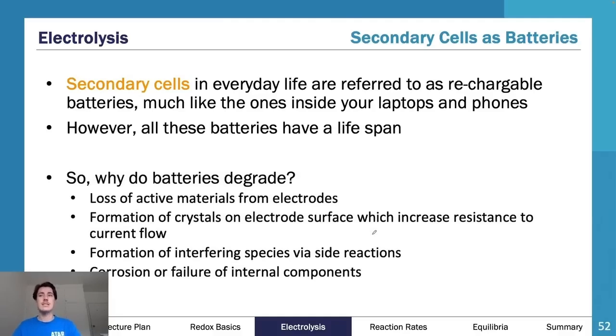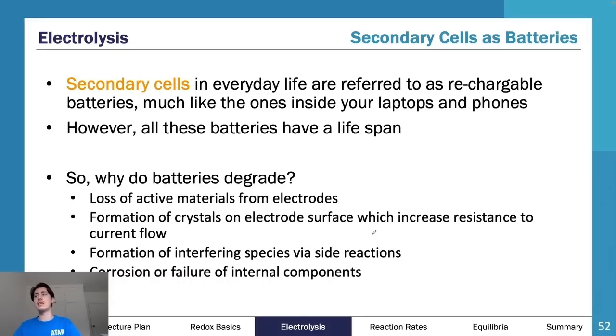So you need to discuss the idea that the materials in an electrolytic cell need to stay in contact with the electrode. What if you drop your phone and a bit of the material flicks off and can no longer get in contact with the electrode? Well, it can no longer be utilized in the reaction. You've lost a bit of your chemical energy, therefore you have lost a bit of your rechargeability. So loss of active materials from the electrode is a really common example.